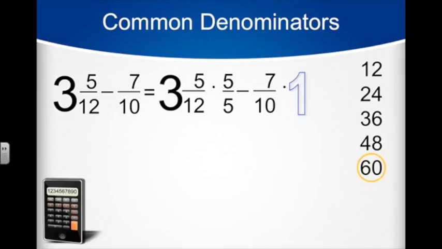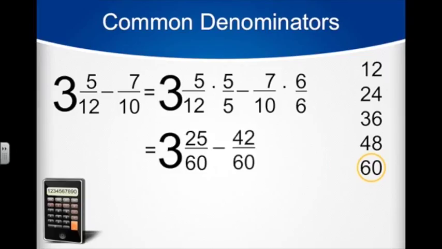Now 3 and 5/12 is rewritten as 3 and 25/60. 5 times 5 is 25, 12 times 5 is 60. Since 60 is 10 times 6, we're going to multiply 7/10 by 6 over 6. This will enable us to rewrite 7/10 as 42/60. 7 times 6 is 42, and again 10 times 6 is 60.